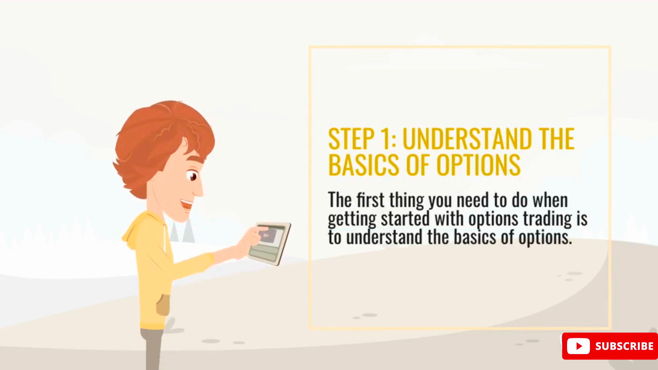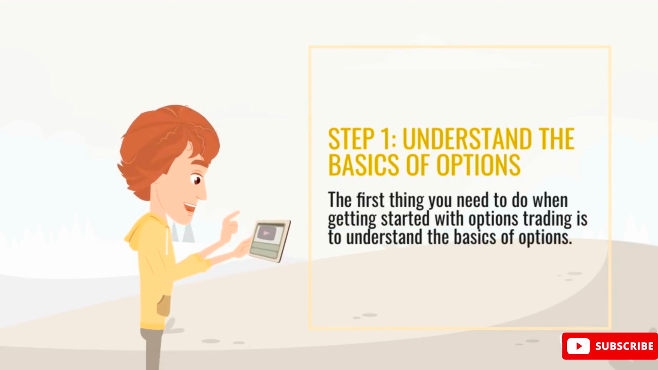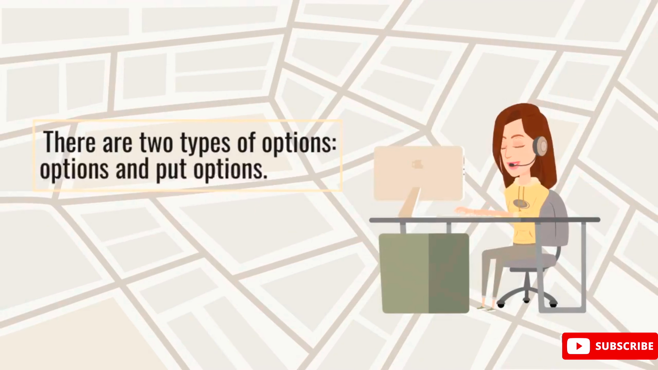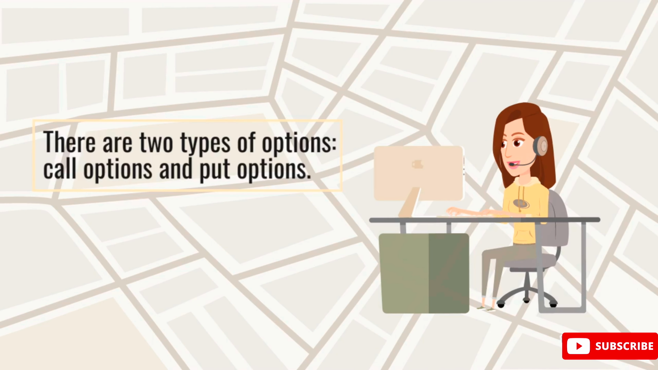Step 1. Understand the basics of options. The first thing you need to do when getting started with options trading is to understand the basics of options. Options are a type of financial instrument that gives the buyer the right, but not the obligation, to buy or sell an underlying asset at a predetermined price within a certain time frame. There are two types of options: call options and put options.